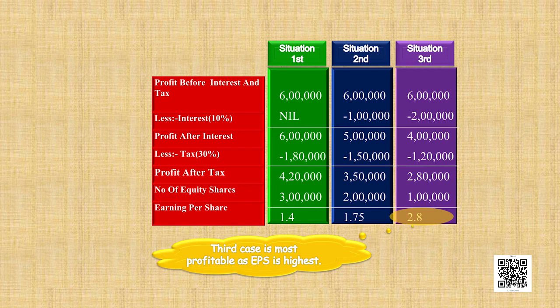So, the earning per share will be 1.75. Similarly, in the third situation, we have profit after interest and tax equal to 2,80,000. This has been divided among 1 lakh shareholders. This was because 20 lakh was financed by debt. In this case, the earning per share is 2 rupees 80 paisa. So, the optimal situation is situation 3. This is known as trading on equity. So, the third case should be desirable by the company.